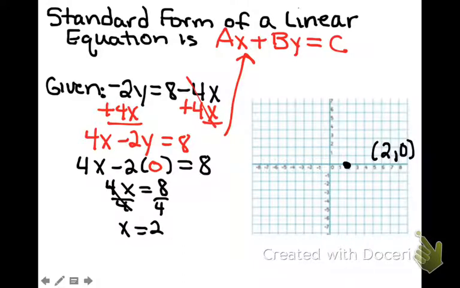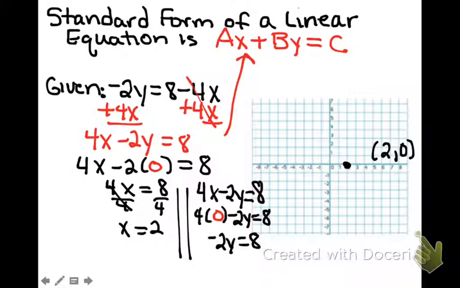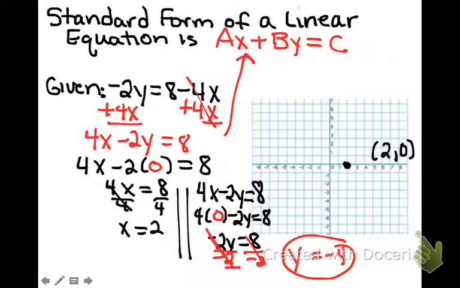We plotted the 2, 0 on the x-axis, and now we're going to be doing the same thing for y by making x equal to 0. Okay, so I made x equal to 0. We're going to divide both sides by negative 2, so y equals negative 4. So on the y-axis, we're going to plot our point, and we have 0, negative 4, and we're going to connect our 2 points.